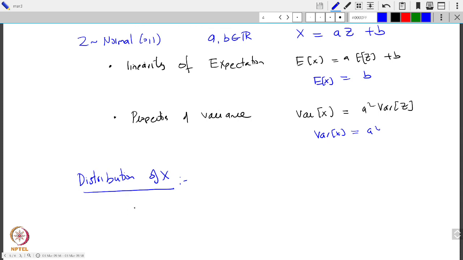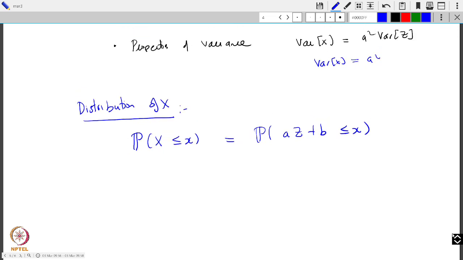So what is the distribution of X? If I look at the distribution function, the probability X is less than or equal to x, what's that going to be? That's going to be the chance that AZ plus B is less than or equal to x. And what's that going to be equal to? That's the chance that Z is less than or equal to x minus B, divided by A. I'll assume A is positive.